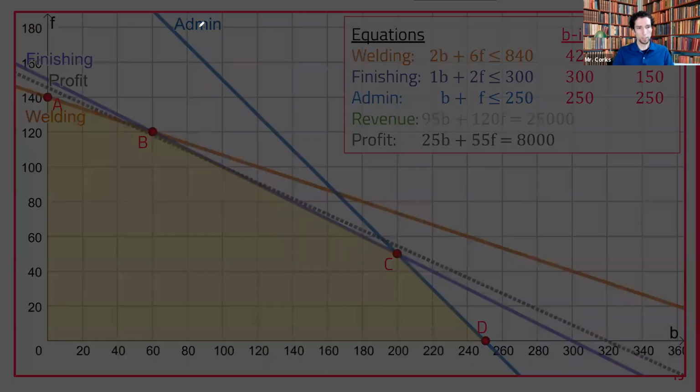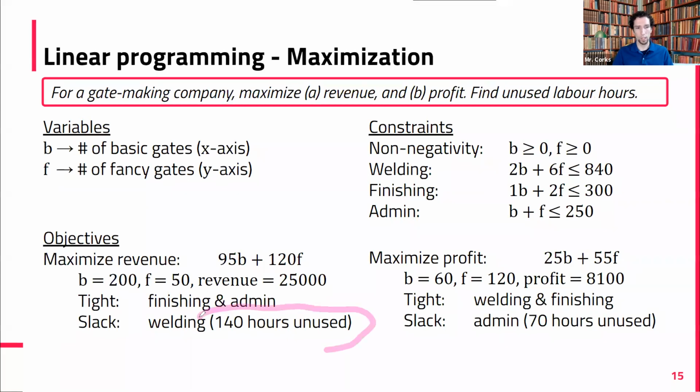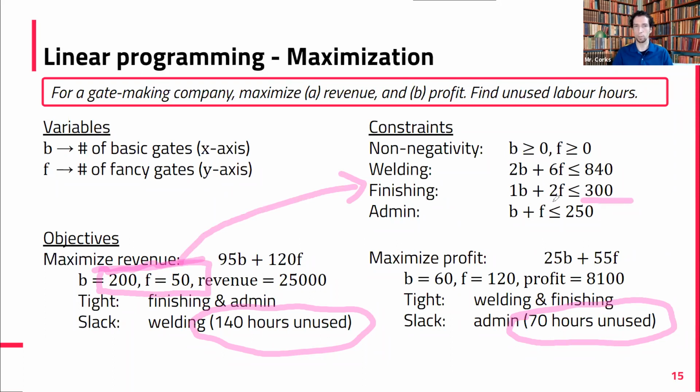And we did some calculations with this, and we saw that we had 140 unused welding hours, 70 unused admin hours for each of these solutions. So when we maximized revenue, if we take the corner, the way that we maximized revenue, which was 200 basic gates and 50 fancy gates, if we put that into the finishing constraints, it will turn out to be exactly 300. That's what our graph showed us. If we put this into admin, it will turn out to be exactly 250.